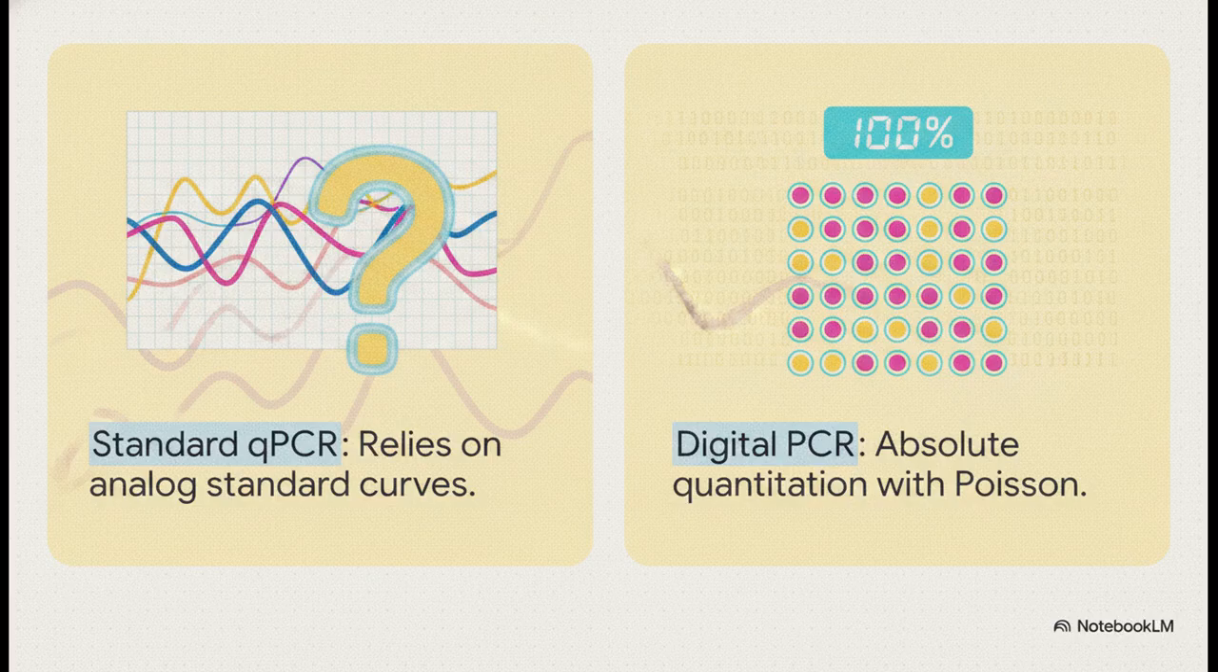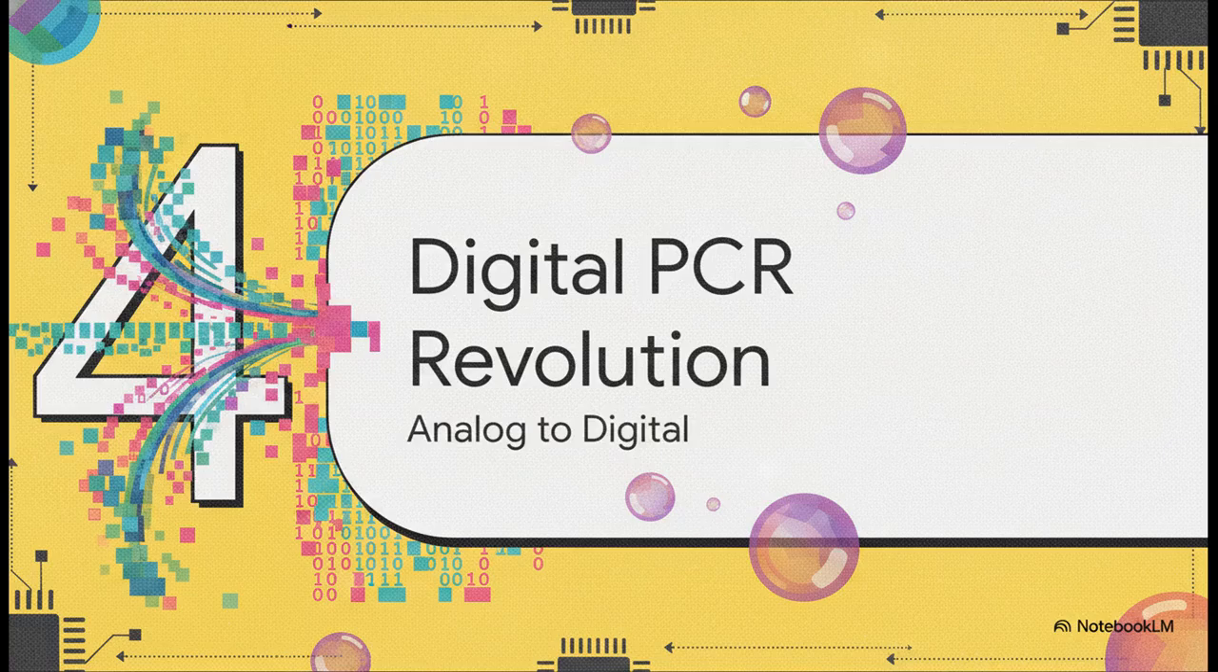Because of this, standard qPCR is kind of like guesstimating a recipe. Even in highly trained labs, you can see a 20 to 30% variation in the results. Digital PCR, on the other hand, eliminates that standard curve completely. It uses Poisson statistics to count the exact absolute number of molecules. No guesstimating at all, just absolute quantification. Which brings us to Section 4, the digital PCR revolution.